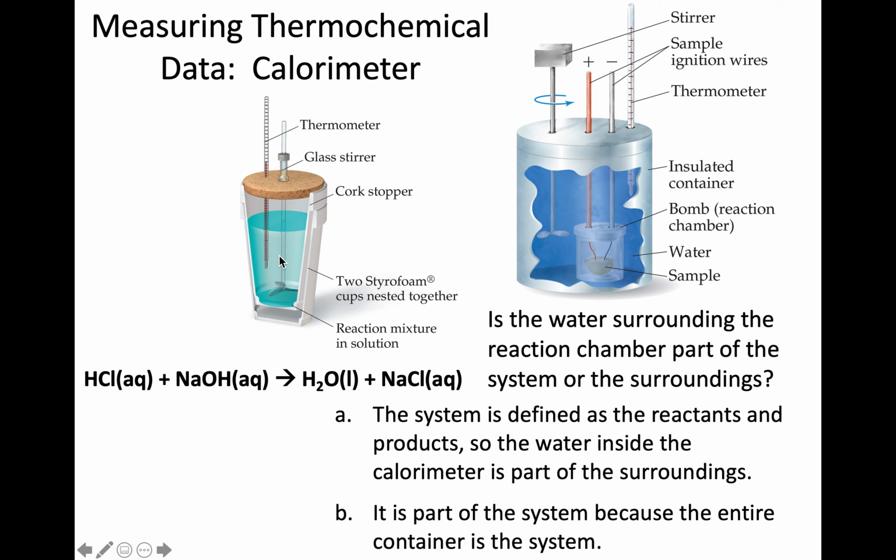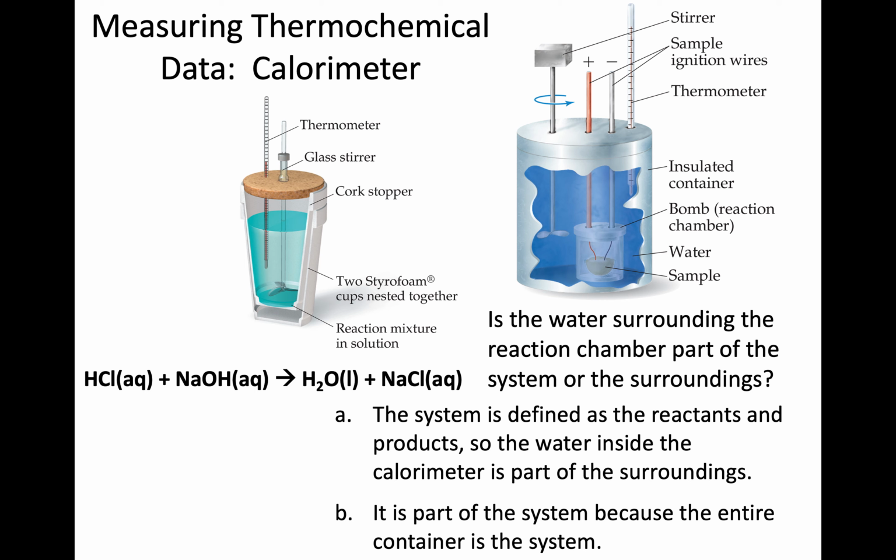So what do we think? How do we want to describe where the water is? Would we say that the system's defined as the reactants and products? So if water's inside the calorimeter, it should be part of the surroundings because it is not specifically a reactant and product? Or do we say, well, it's part of the system because it's in the container after all? We have two different choices here. Only one is correct.